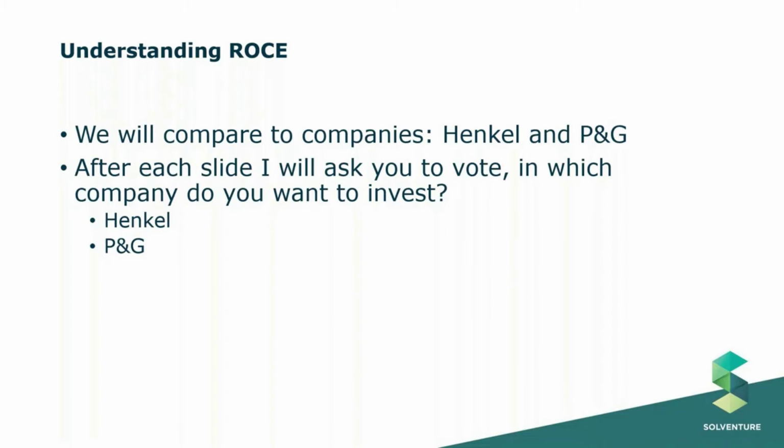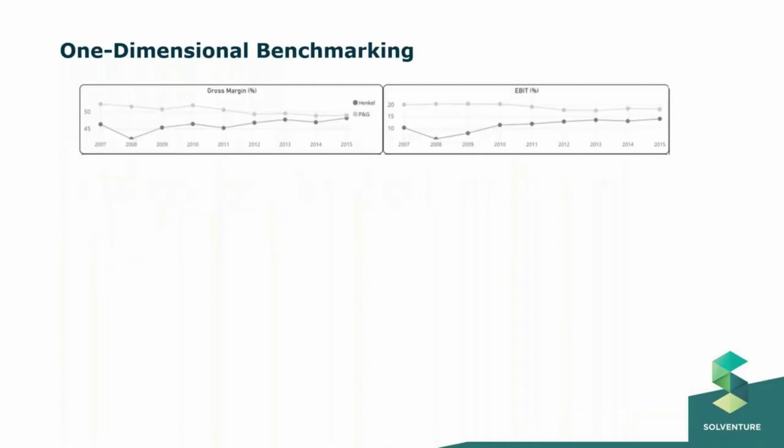To explain a bit how ROCE works, I will compare two companies. We will look at Henkel, and we will compare it to P&G. And after each slide, I will ask you to vote in which company you want to invest. So after each slide, I won't do a live voting, but I will just ask the question: do you want to invest in Henkel or do you want to invest in P&G? And step by step, we will explore how ROCE is built up.